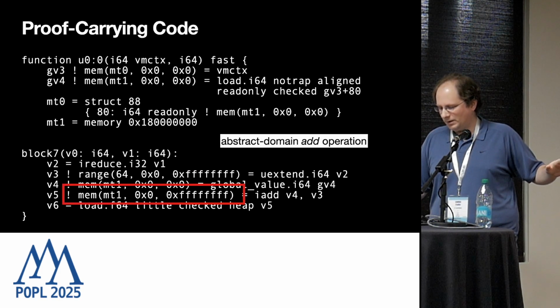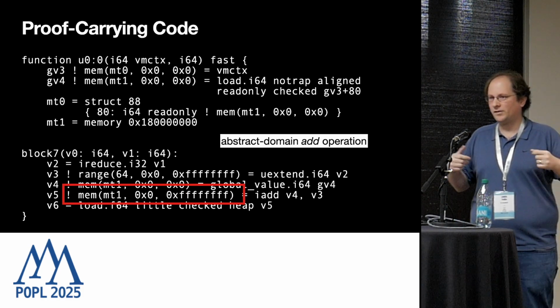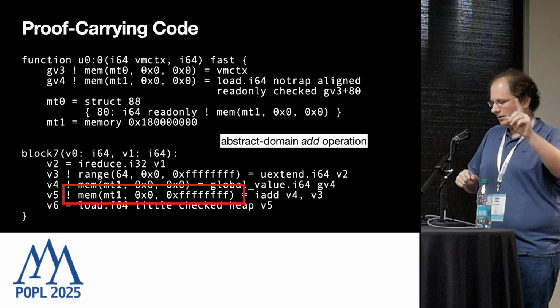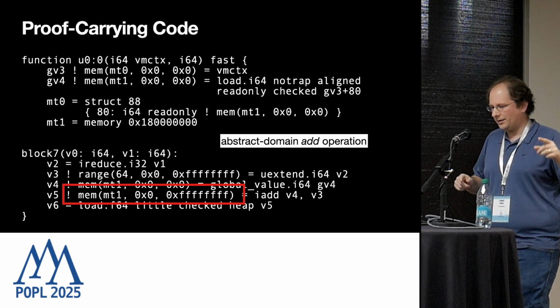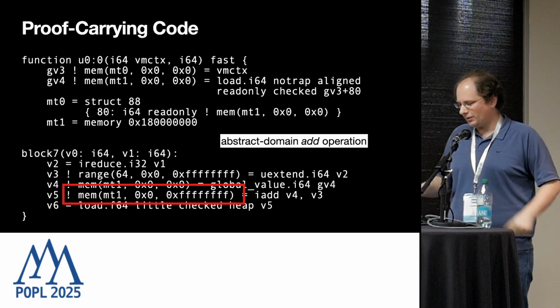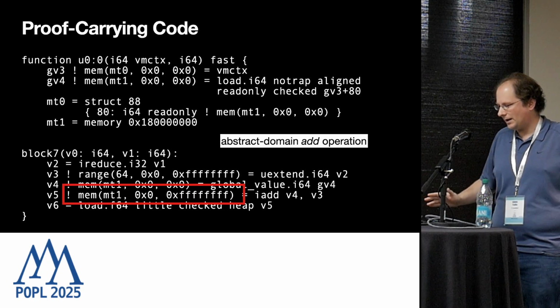And then we can basically define abstract domain add operations on these facts, just like we did in the lattice for VeriWasm, and say that if we have a memory type 1 offset 0, and add offset 0 through U32 max minus 1, we can add the ranges, and know that this is a pointer to memory type 1 somewhere in that offset range.